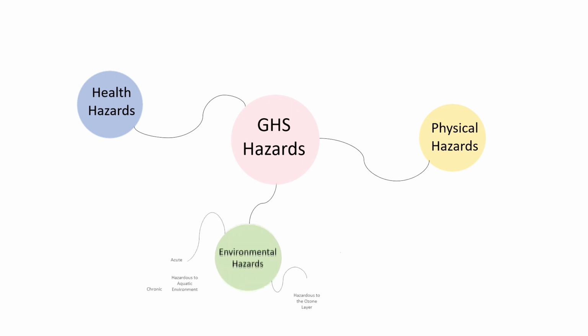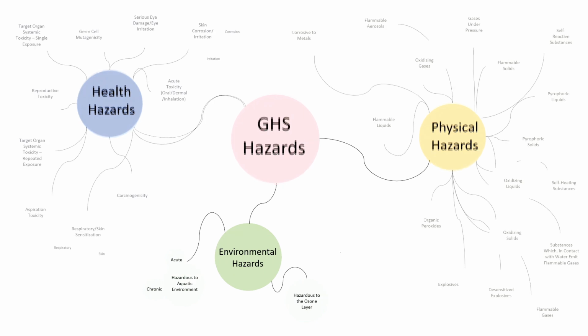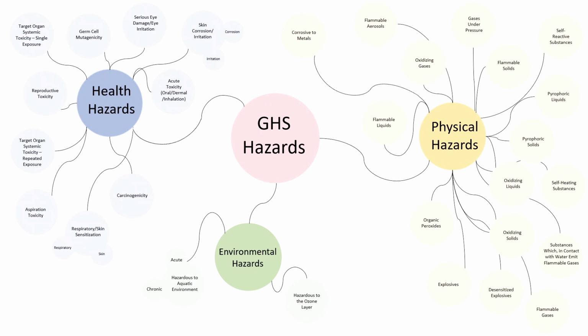Each group is subdivided into classes. There are 2 environmental hazard classes, one of which, hazardous to aquatic environment, has subclasses based on exposure duration. There are 10 health hazard classes and 17 physical hazard classes. There is one chemical hazard, corrosive, that is a health hazard and a physical hazard.